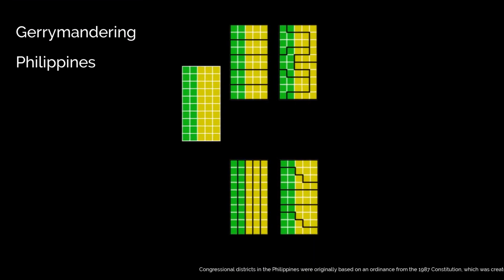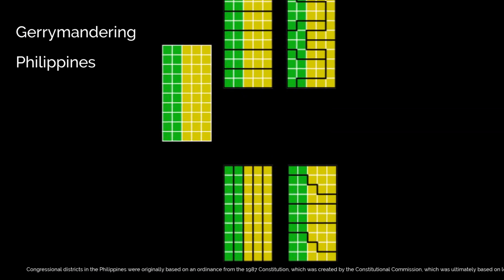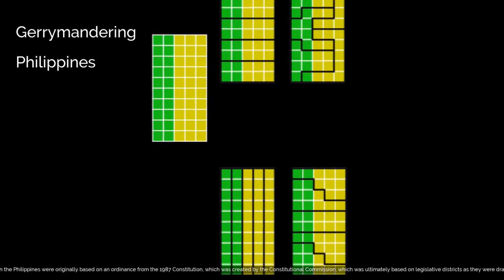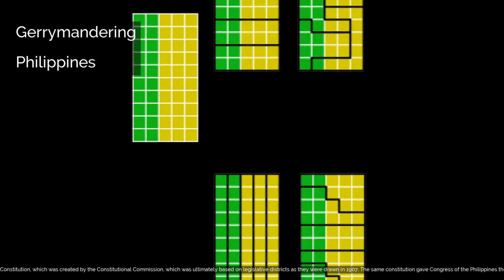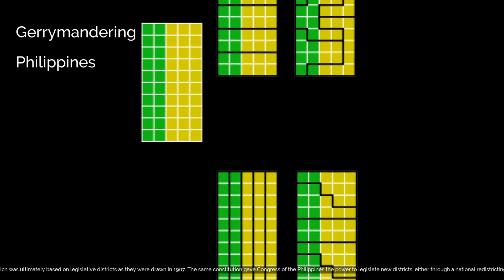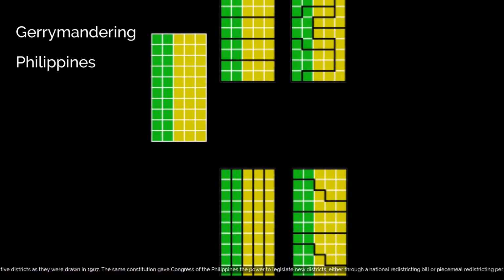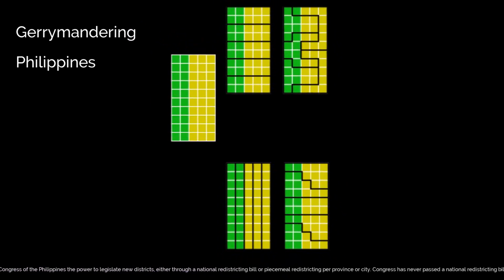Congressional districts in the Philippines were originally based on an ordinance from the 1987 Constitution, which was created by the Constitutional Commission, which was ultimately based on legislative districts as they were drawn in 1907. The same constitution gave the Congress of the Philippines the power to legislate new districts, either through a national redistricting bill or piecemeal redistricting per province or city.